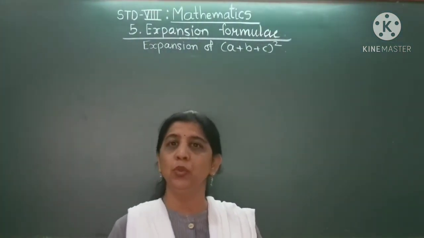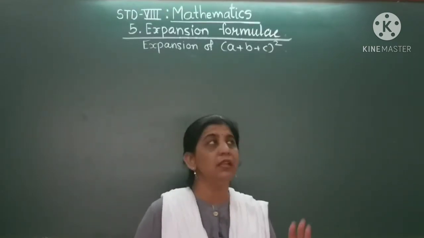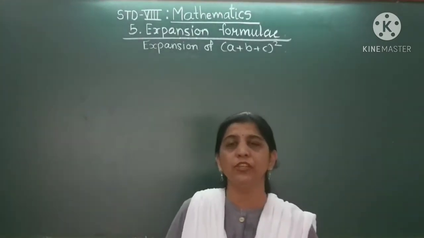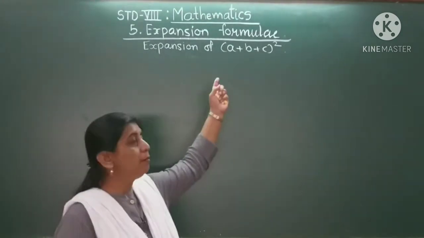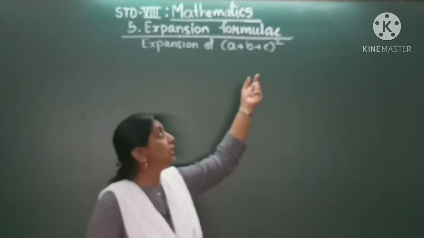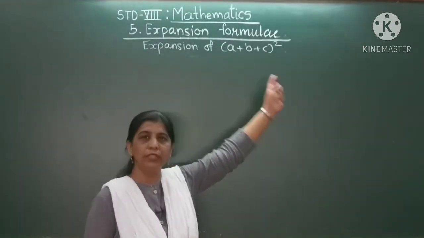Welcome back to 8th Standard Mathematics, the last session of lesson number 5, expansion formulae. In this last session, we are going to learn the last expansion formula given in the textbook, that is the expansion of (a + b + c) whole square. Here it is nothing but a trinomial a + b + c, and the square of a trinomial.